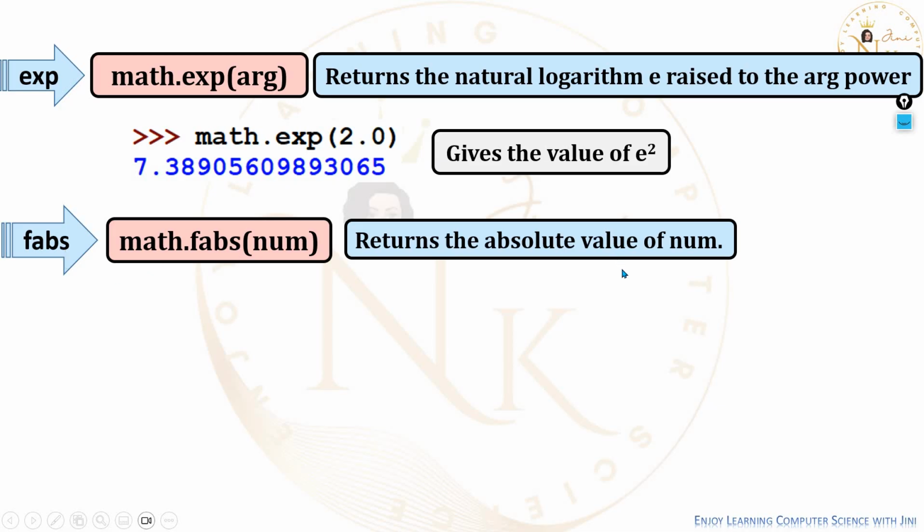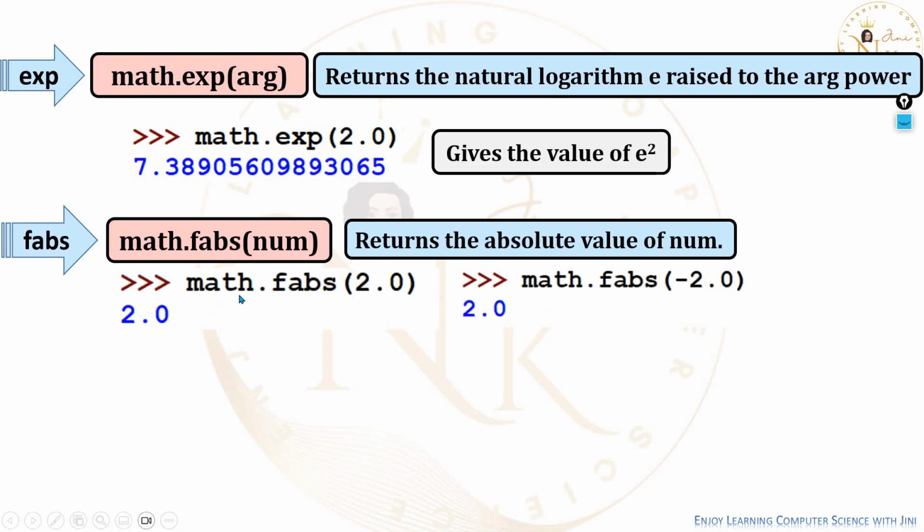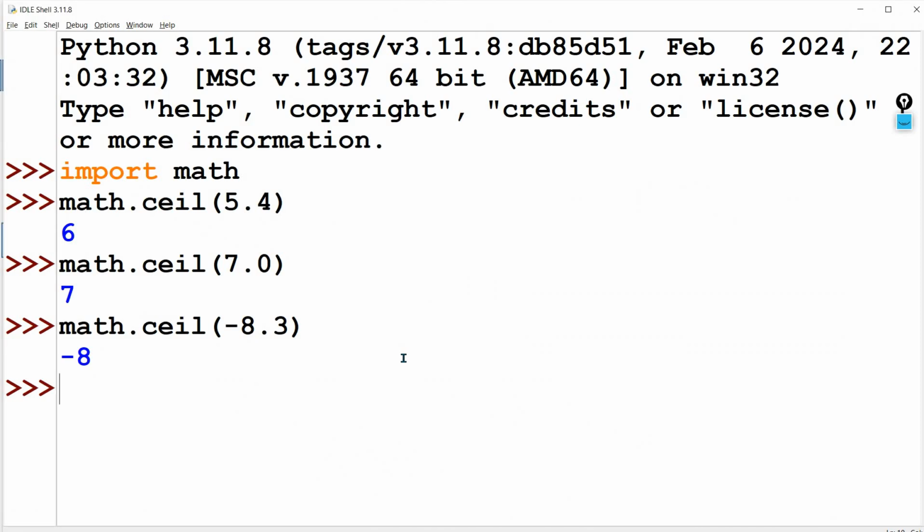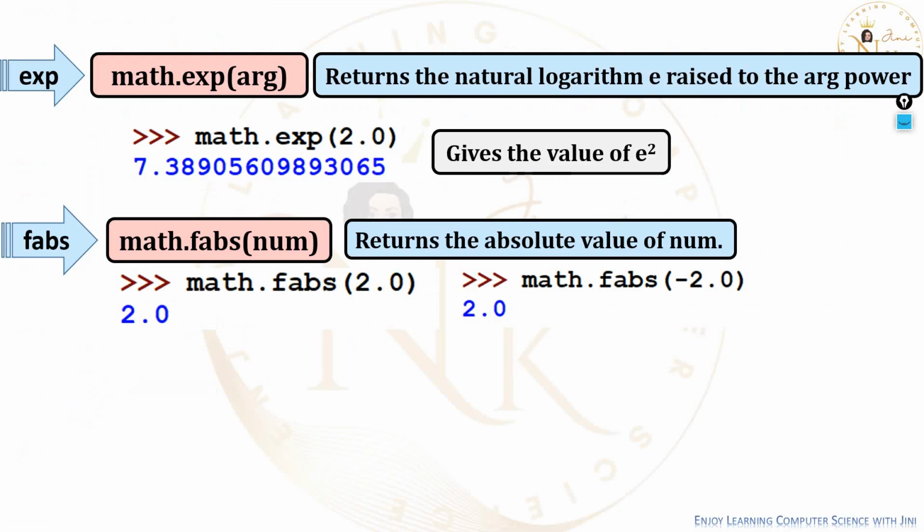Then fabs. Math.fabs of num. It returns the absolute value of num. What do you mean by absolute value? If we give a negative number, the output will be the positive, right? So math.fabs of 2.0 is 2.0. Math.fabs of minus 2.0 is 2.0. If I am giving math.fabs of minus 7, whatever input you are giving, the output will be a positive number in float. So math.fabs returns a positive number in float.